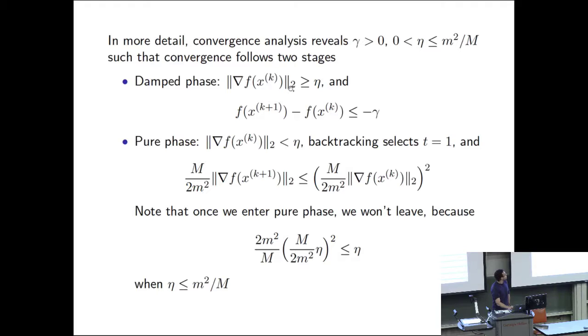The damped phase occurs when our gradients are big. They're bigger than or equal to eta. And in that phase, we can show that at every iteration, we gain minus gamma. So we just decrease the criterion by a constant. This is a bit of a pessimistic view, but it's what we can show in terms of the convergence analysis. The pure phase, or the quadratic convergence phase, occurs when our gradients start getting smaller than this constant eta. And once that happens, backtracking will always select a full step size, which we call the pure Newton.